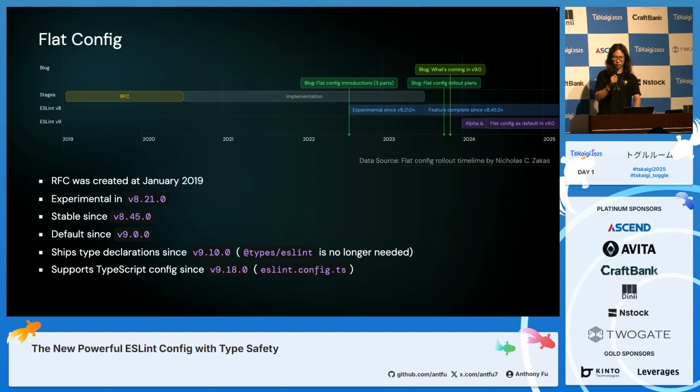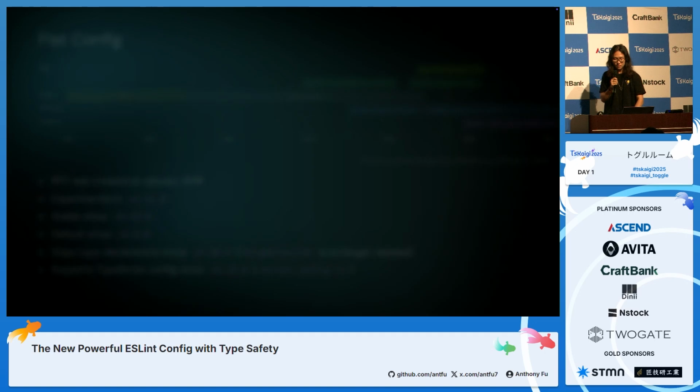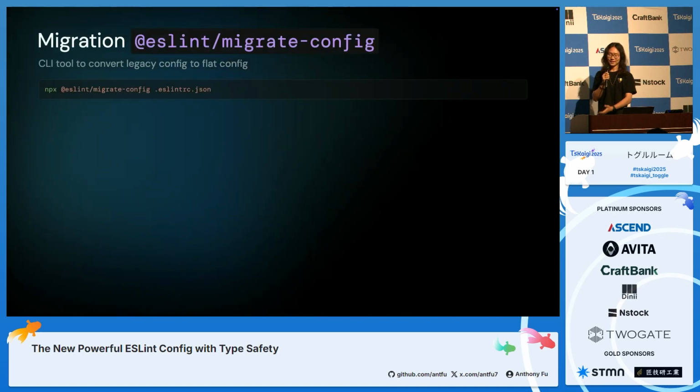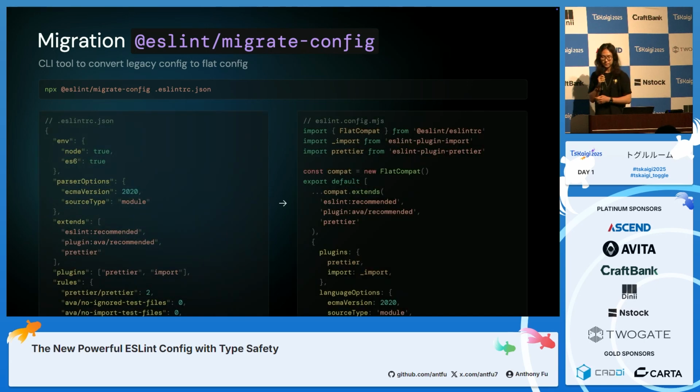As we mentioned before, before we talk about the new exciting stuff, let me introduce you to the tool for migrating your legacy config to the new config, in case you need it. There's an official CLI called @eslint/migrate-config that automatically converts your legacy config file to the flat config. During that process, some runtime compatibility tools will be introduced automatically along the way.